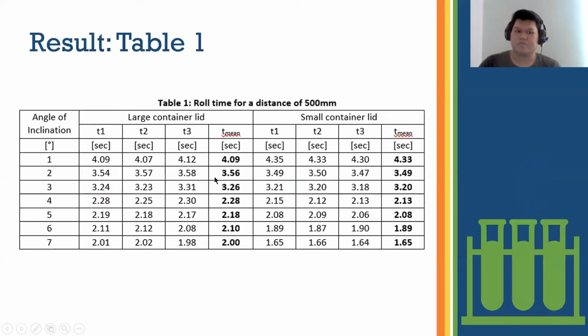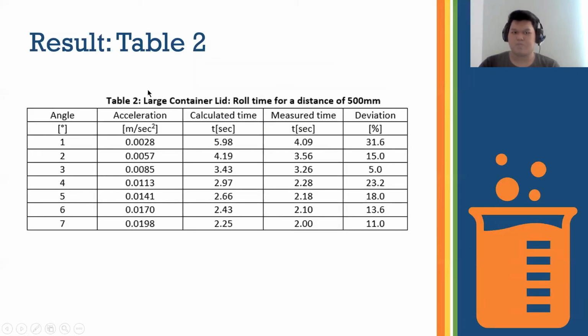Okay, this is the result for table 1. We can see the inclination is increased by 1 degree each time, and then we get the times, time 1, time 2, time 3, and then calculate the mean time for the larger container lid and also for the small container lid. And then table 2 is for the larger container lid, rolling time over a distance of 500 millimeter.